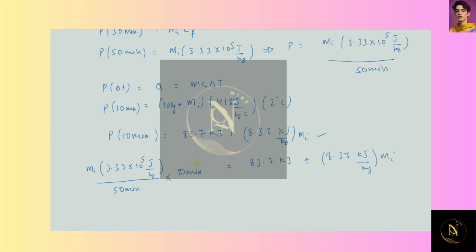So here this 10 minutes and 50 minutes will cancel out, and we are left with 5 in the denominator. From here, if we simplify this, we'll get mi is equal to 83.7 kilojoule divided by 66.6 minus 8.37 kilojoule per kg, and after dividing the two terms we'll get 1.44 kg. So finally we can conclude that the unknown mass of ice was 1.44 kg. So this is the final result.